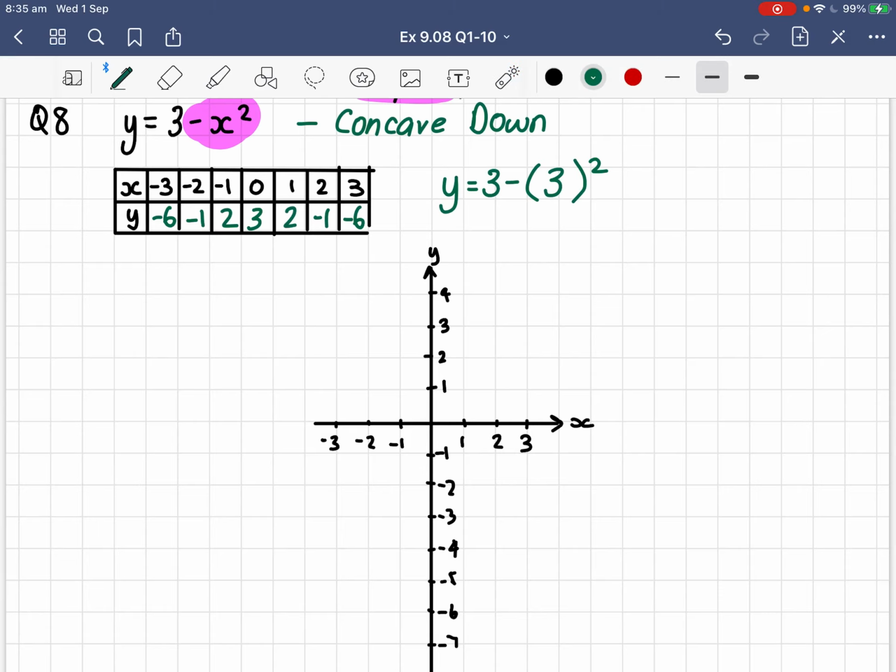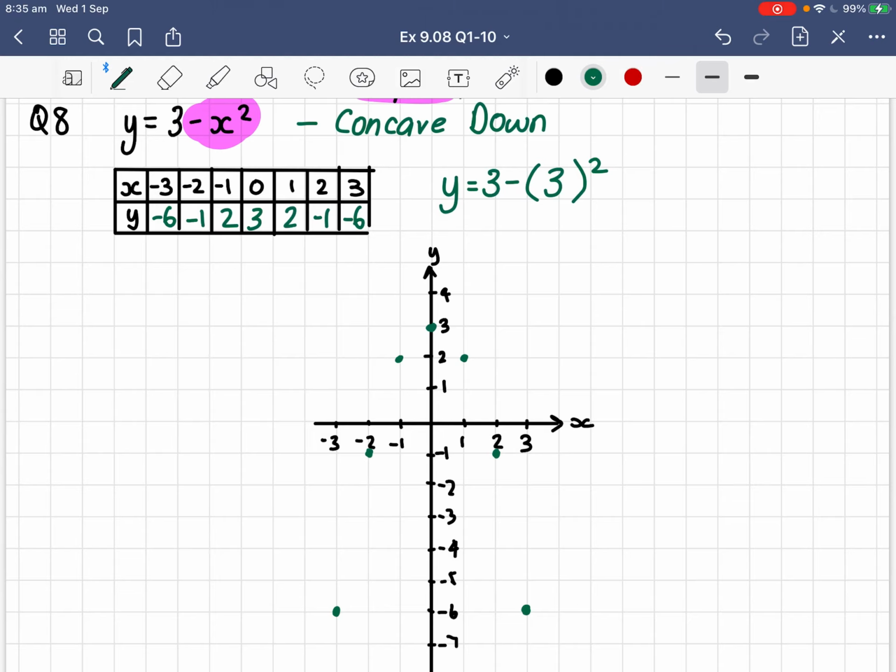So our first point is -3, -6, which is here. Then we have -2, -1. Then we have -1, 2. We have 0, 3. We have 1, 2. We have 2, -1. And then we have 3, -6.